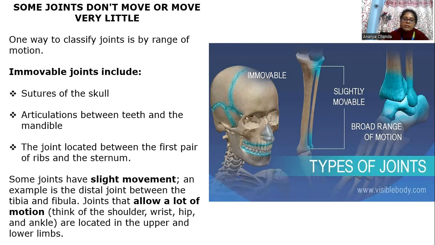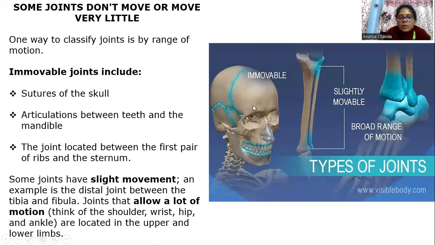So the examples are firstly the skull. So the human skull is not movable. The parts of the skull are attached by a structure known as the suture, which is the term used for the skull and is a synonym for the joint, but they are not movable in the skull. So sutures are a type of immovable joint present in the skull.